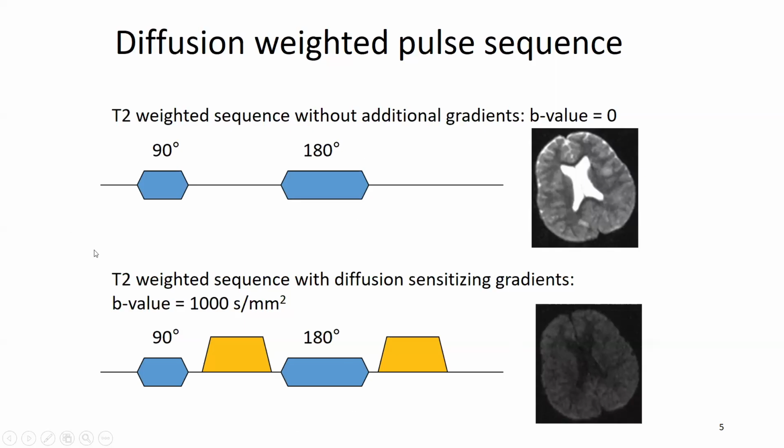Well, what are we doing when we do diffusion measurements? We add certain gradients. We call them diffusion sensitizing gradients, and we also express that with a certain B value. It's about the strength of the diffusion. I show it here in these orange blobs. And when I do that, my image becomes much darker. Well, why is that?